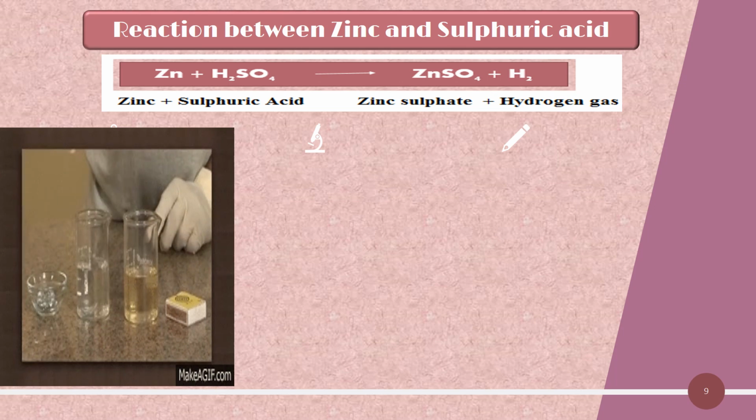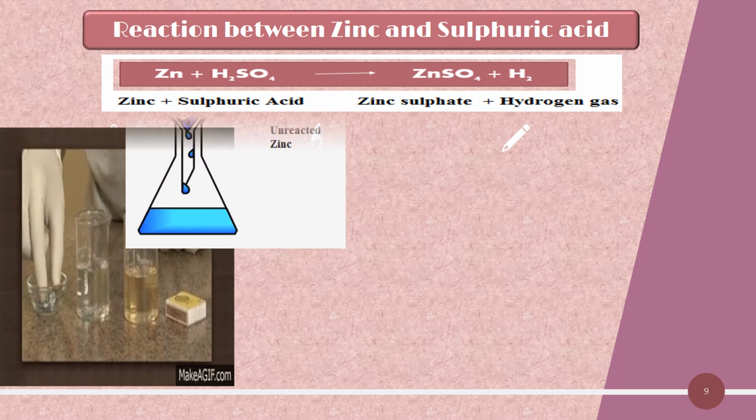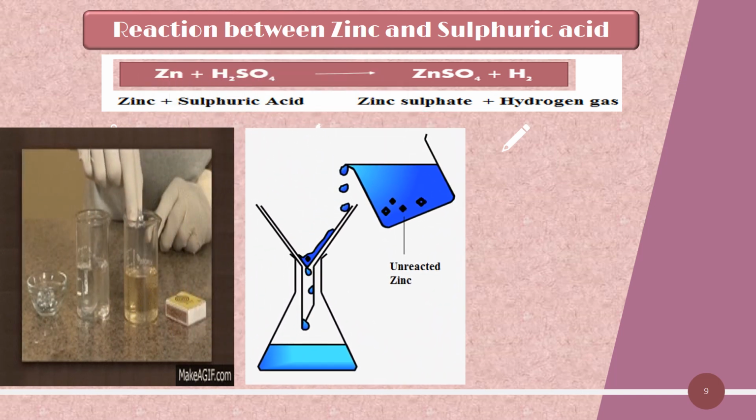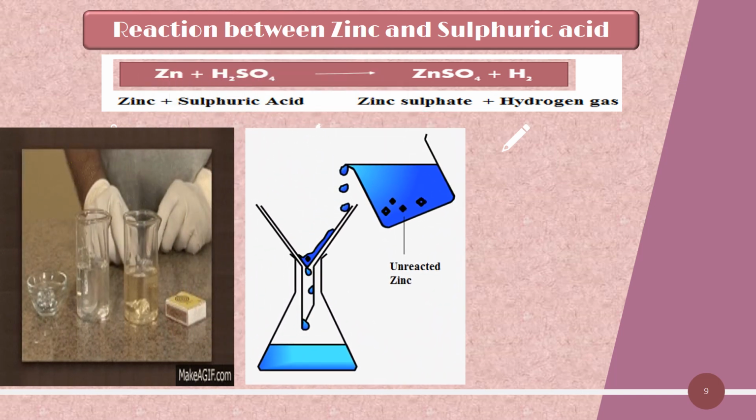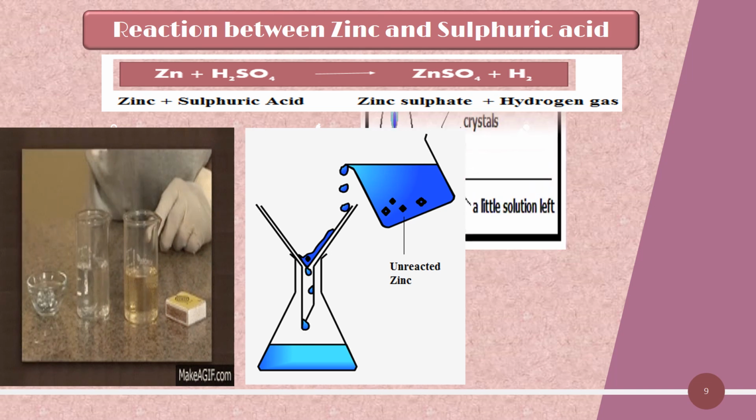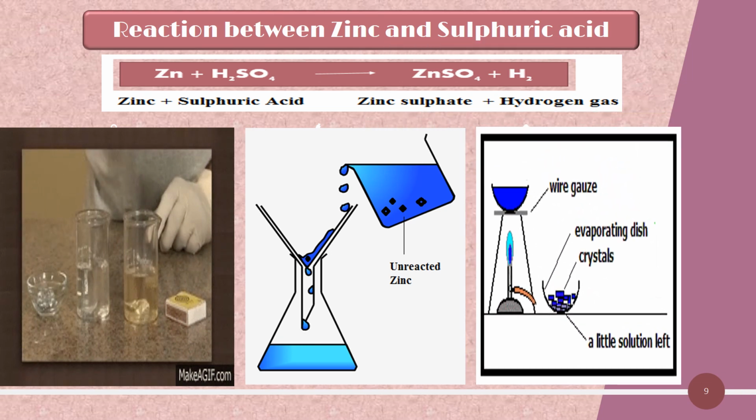The bubbles stop when the reaction is over and acid is neutralized. Next step is filtration. Any zinc that has not reacted is removed by filtration. In the end, the filtrate is carefully heated to evaporate the water, leaving a white compound behind. That white compound is zinc sulfate.